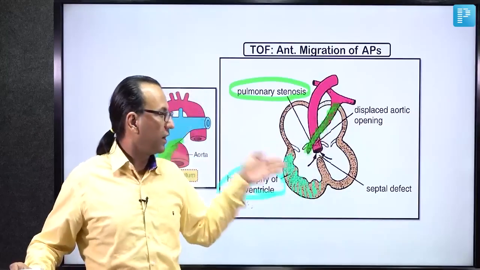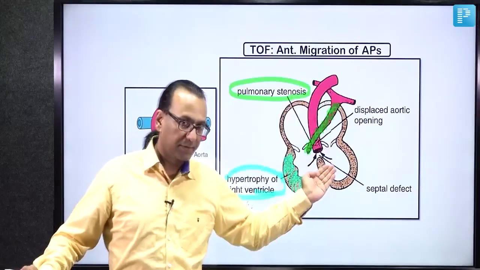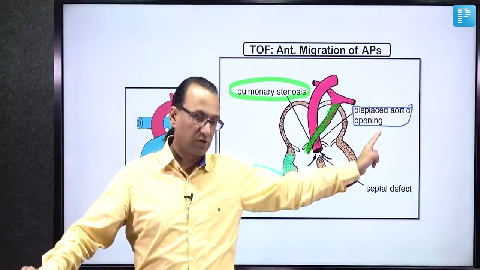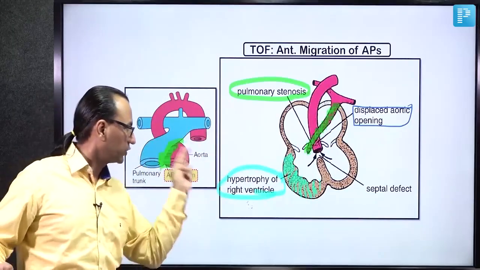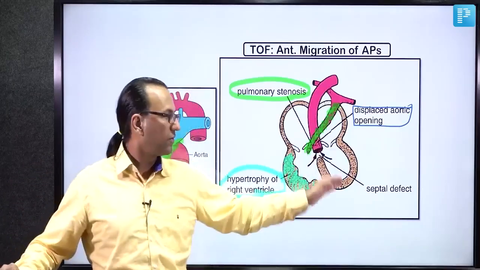But if it cannot, then it will start to push the blood into the other vessel, which is opening here at the junction. It is called the overriding aorta. It is understood that if the anterior vessel was narrow, then the posterior vessel became large, the overriding aorta. It was overriding the interventricular septum, opening into both the ventricles.